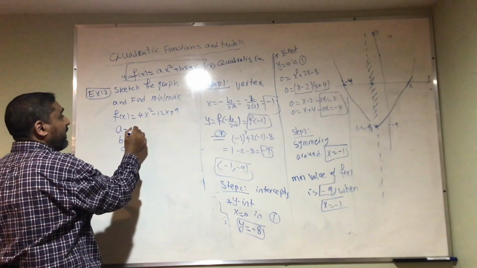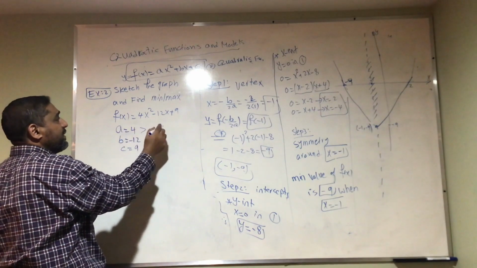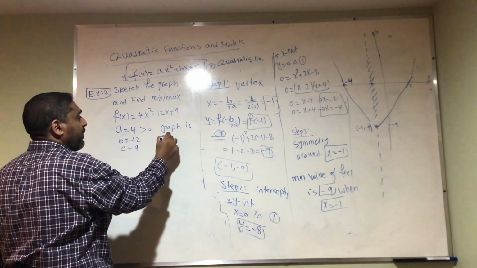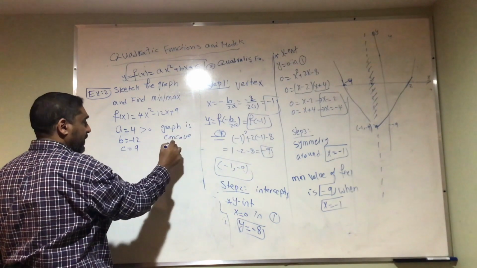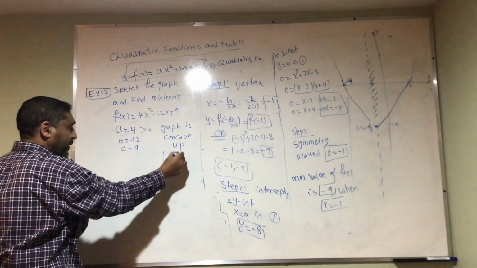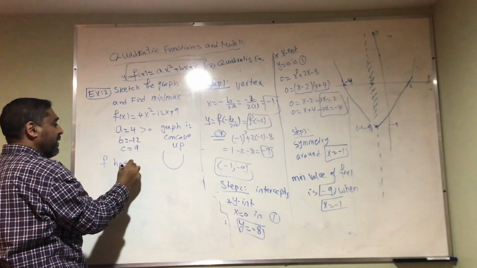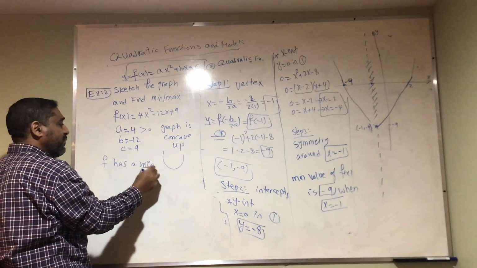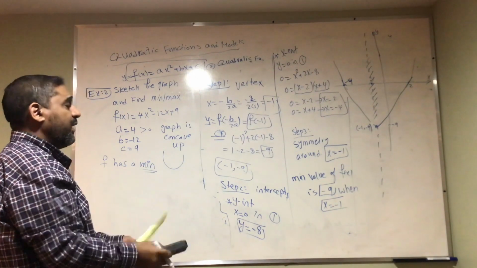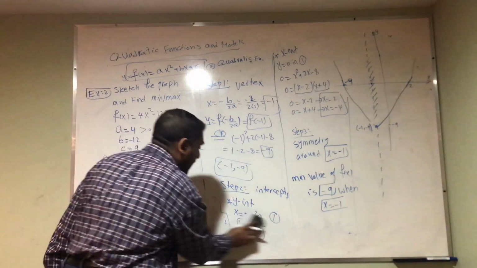So here your a is greater than 0. If a is greater than 0, then the graph is concave up. Concave up, I can write CU. Concave up means, if the graph is concave up like this, your f has a minimum. So our f has a minimum, and I need to get the minimum value here. But first, let us sketch the graph, and then we try to find the minimum.